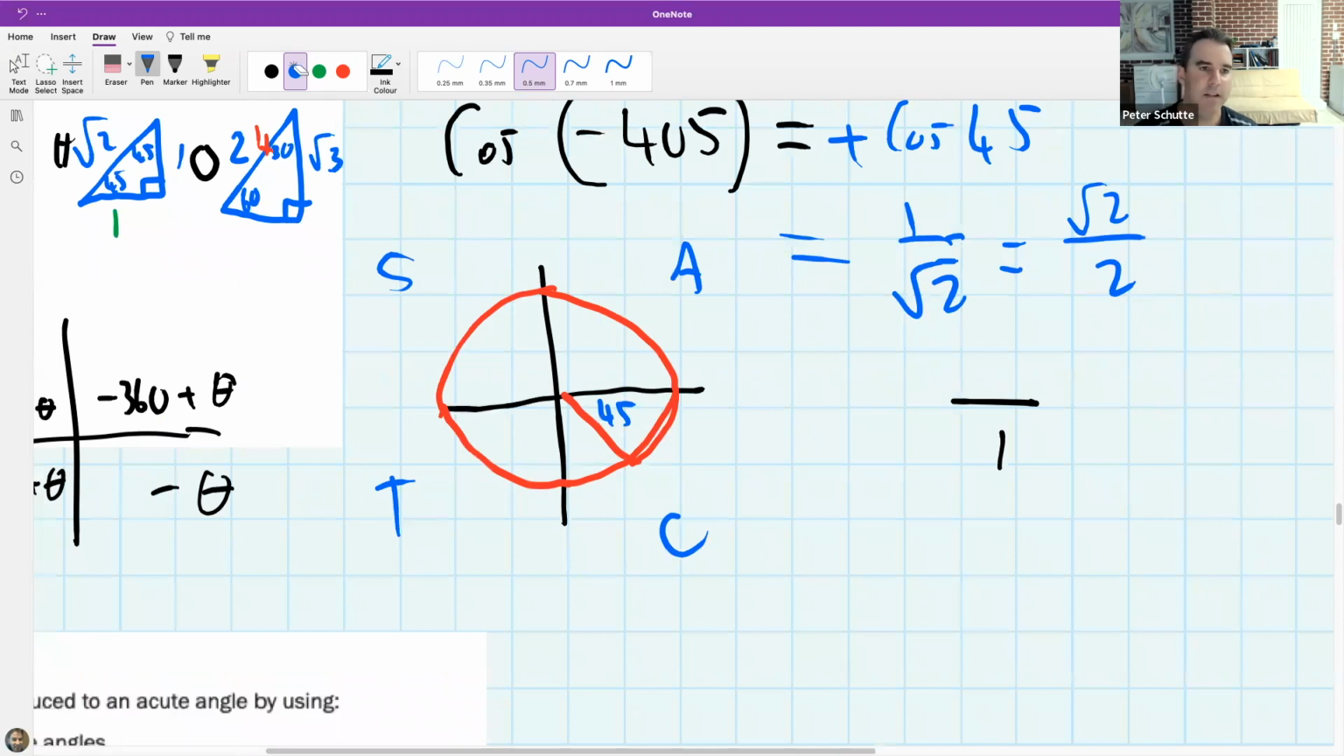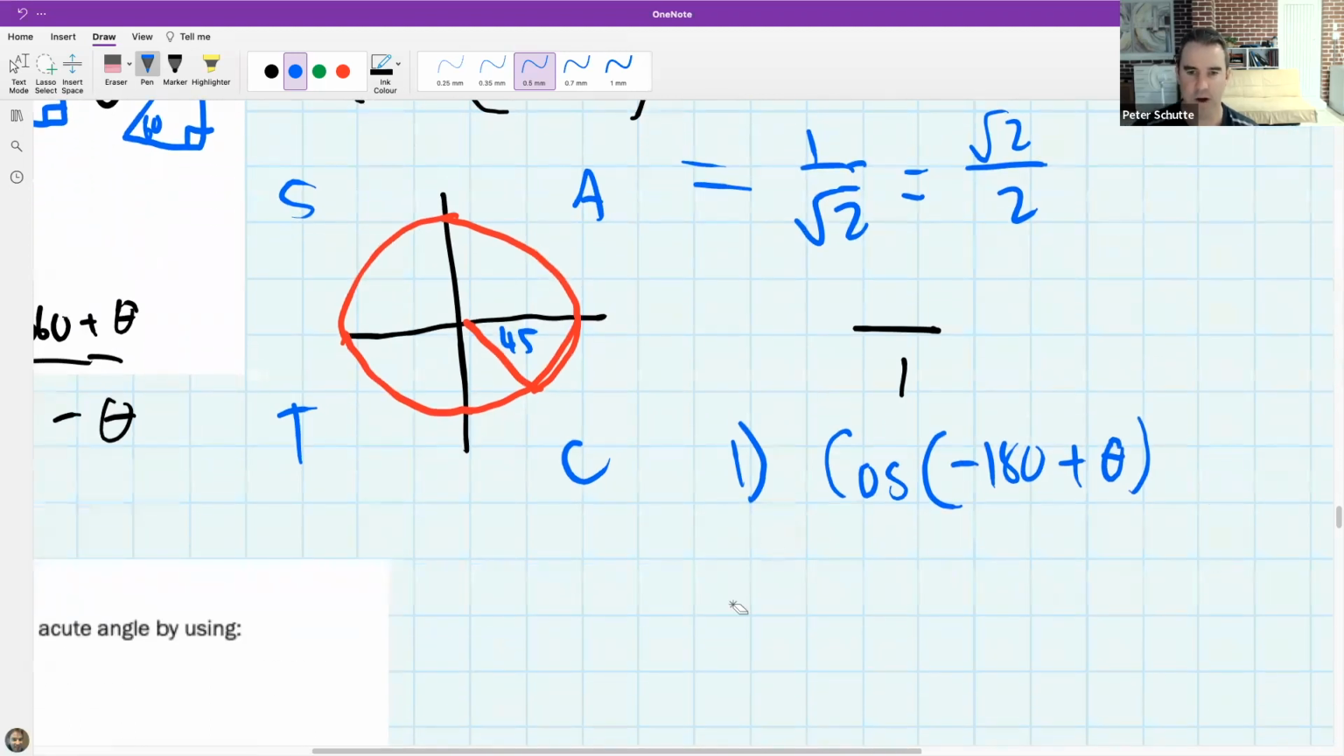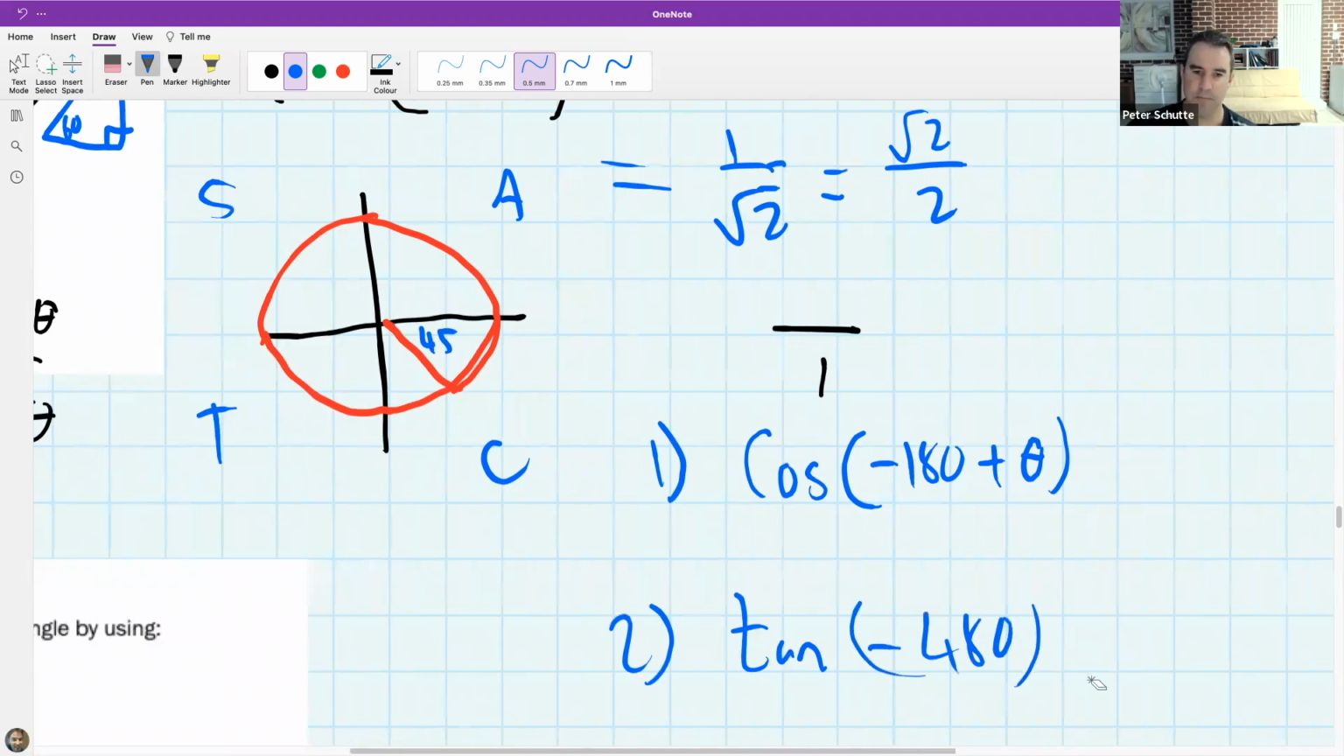Okay, let's do one more. Well, let's do 2 more. If I say to you, what is the cos of minus 180 plus theta? That's one negative angle question I want to ask you. And then what if I said to you, what is the tan of minus 360 minus 480? See if you can simplify those two.